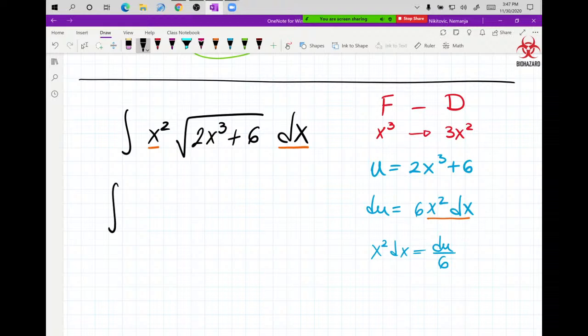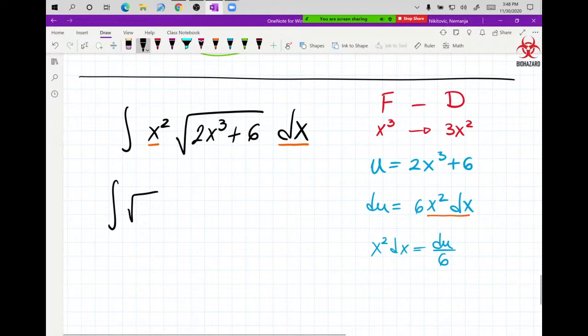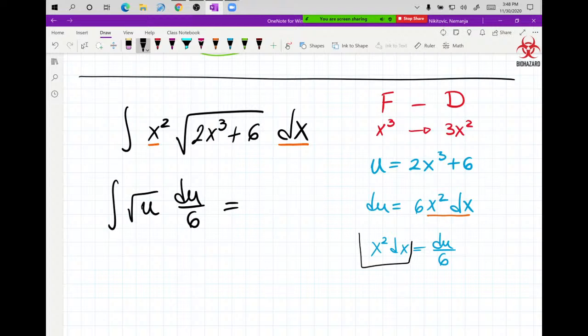I'll show you another way. So now I have square root of u, and then I have du over 6 instead of x squared dx. So x squared dx is like a unit. It's x squared times dx, and that's what's underlined in orange. That together is replaced by du over 6.